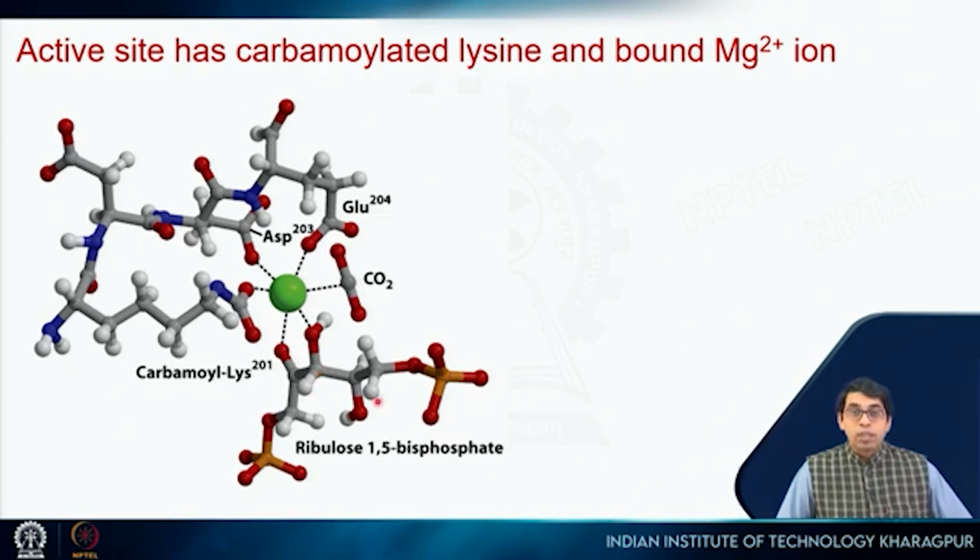The substrate is also there. This is the ribulose 1,5 biphosphate, and finally carbon dioxide is there, right? So this is the active site, and we will see how the reaction happens.